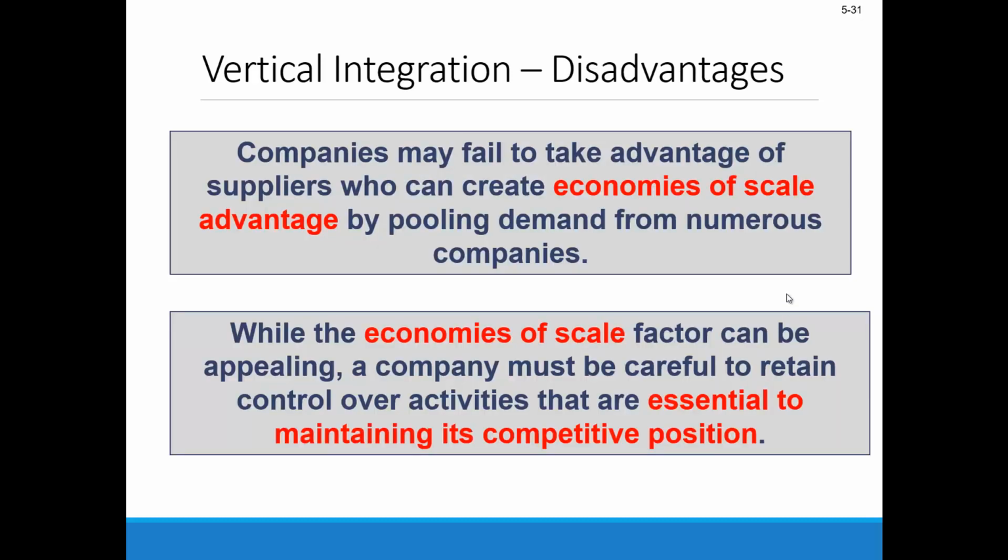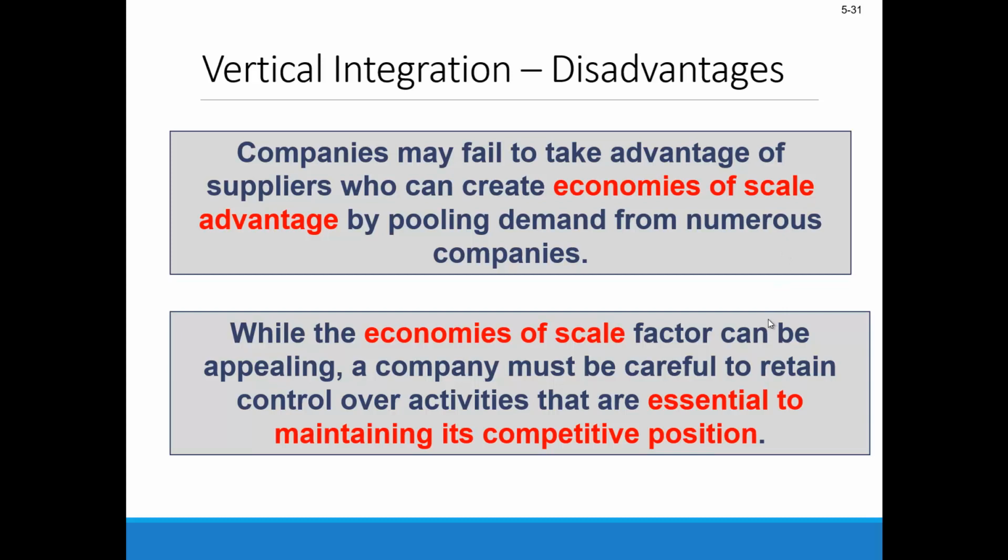Some potential disadvantages, though, is that companies might fail to take advantage of suppliers who can create economies of scale by pooling demand from a whole bunch of different companies. So to my automobile example, if GM and Ford and Toyota and Subaru and Volkswagen all want to buy a particular type of transmission, so an automatic transmission with the tap shift and whatnot, they might go to a company like ZF, who that's all they do is build transmissions for a whole bunch of different automobiles. ZF is going to have economies of scale because, again, that's their entire purpose for existence. They're only making transmissions. They can probably do it better, cheaper, and faster.